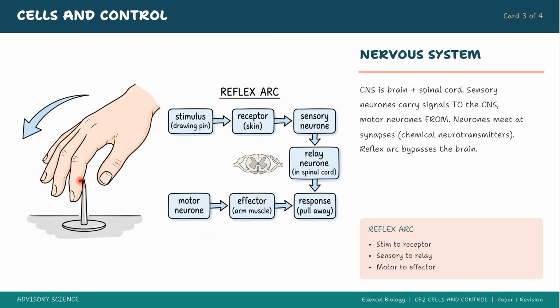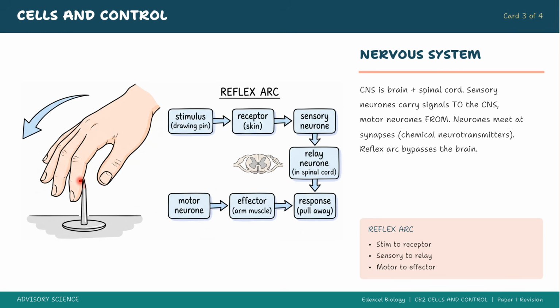Motor neurons carry the signal back out of the CNS to an effector. An effector is whatever actually does something in response. And there are two types. You can either have an effector which is a muscle, and that's going to contract to move, like an arm muscle that yanks your hand away from a hot pan. Or an effector could be a gland, which releases a chemical, like your adrenal glands releasing adrenaline when you're scared, or your salivary glands releasing saliva when you smell food.